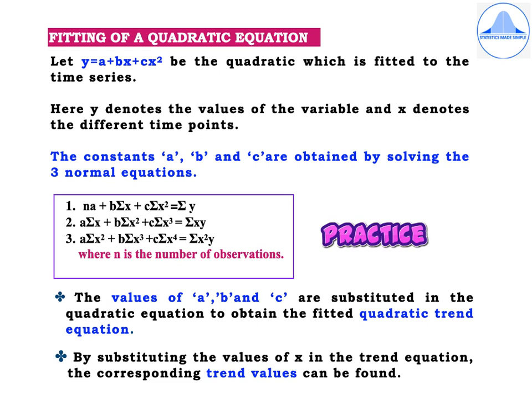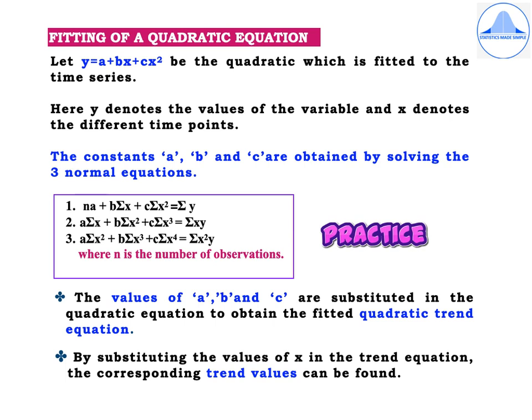Let y equal a plus bx plus cx square be the quadratic which is fitted to the time series. Here, y denotes the values of the variable and x denotes the different time points. There are three constants in the quadratic equation, and these constants a, b, and c are obtained by solving the three normal equations. The three normal equations are again important and can be asked as a 2 marker and are also applicable in the problems.